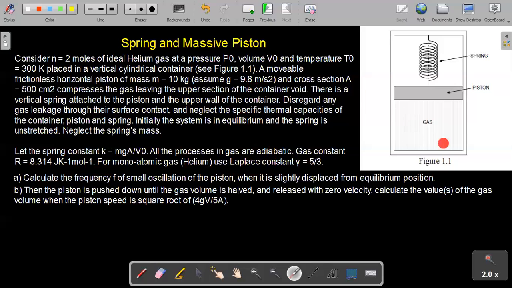And this is the figure 1.1. Okay. And now we have to solve two parts. One is what is the frequency of small oscillations. This is the first part. Frequency f of small oscillations of the piston when it is slightly displaced from the equilibrium position. So this part is from oscillatory motion chapter.